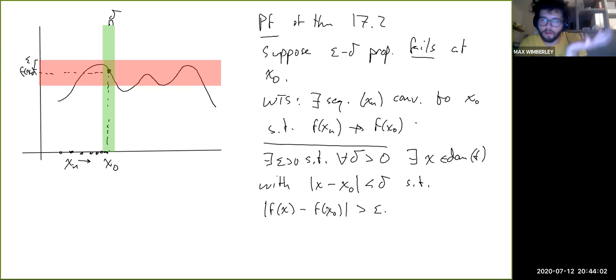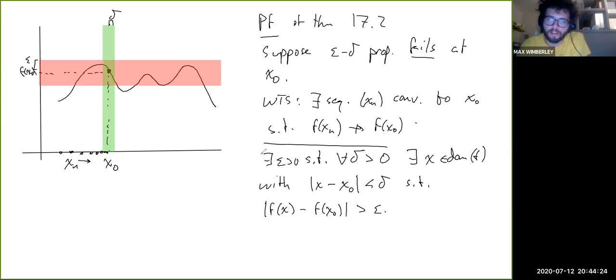Where f of x is too far away from f of x naught. There's at least one choice of x within this radius for which this is true, right? Okay, so now we just have to leverage this. Remember, when you negate stuff, you just flip all of the for alls and there exists, and then you negate whatever the statement at the end was.